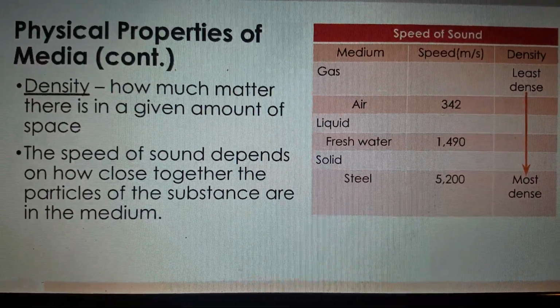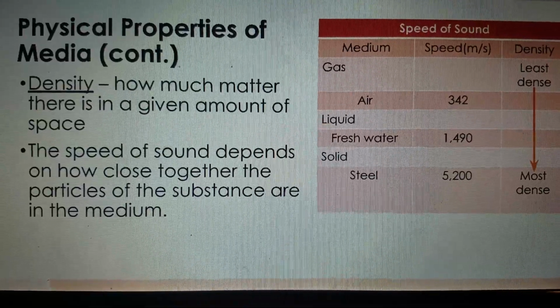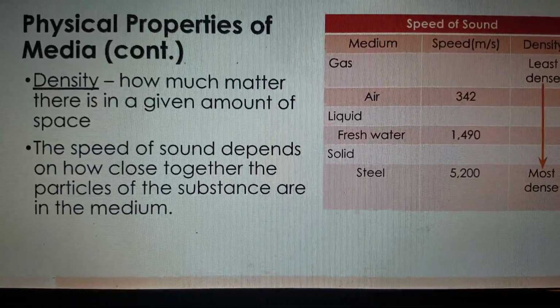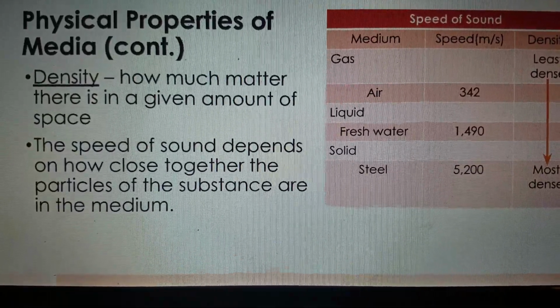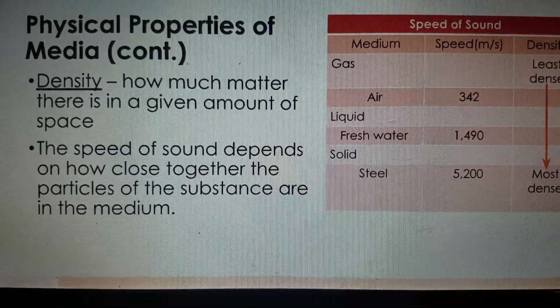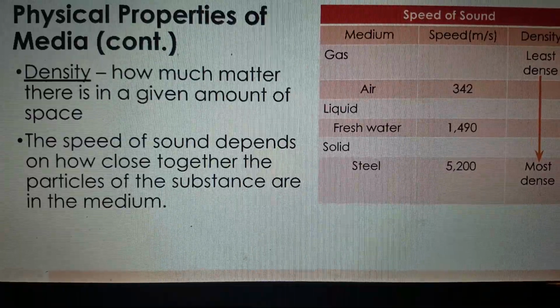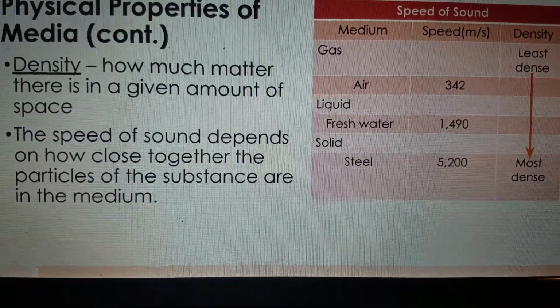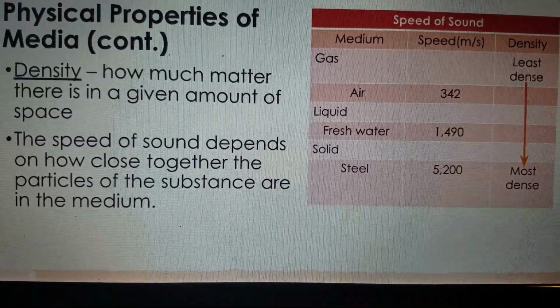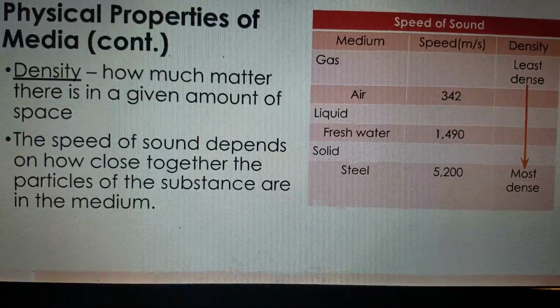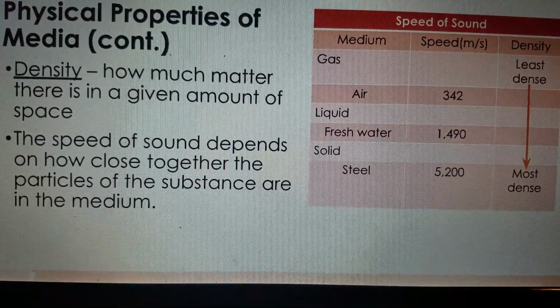Another physical property of the medium that needs to be considered is how much matter there is in a given amount of space, how dense it is. The more dense the medium, the faster sound can move through it.